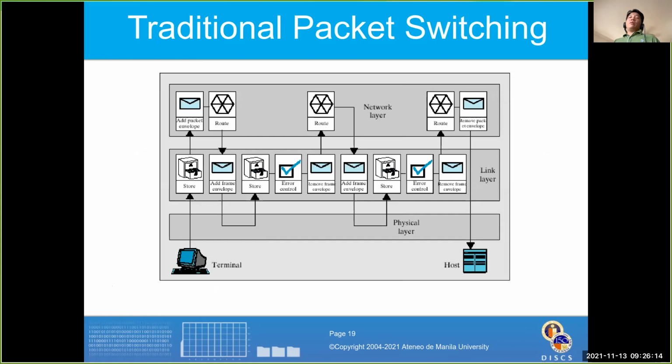So a traditional packet switch network, for example X.25, would look like this. There's hop by hop flow control. At every step of the way you decode, you store, you check. Decode, you store, you check. Decode, you store, and guess its destination.